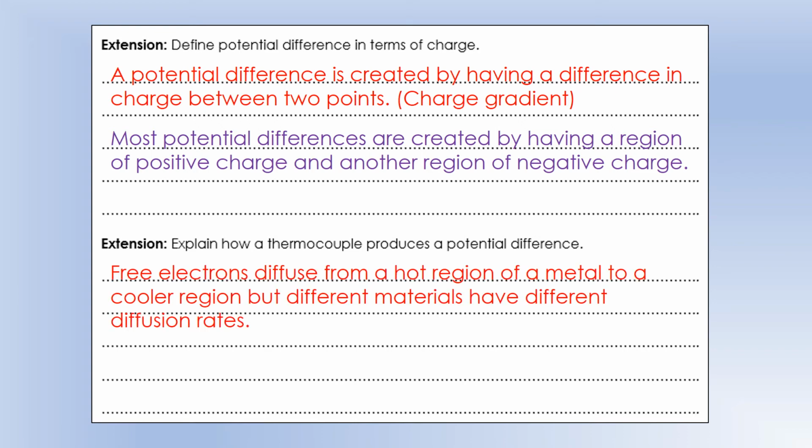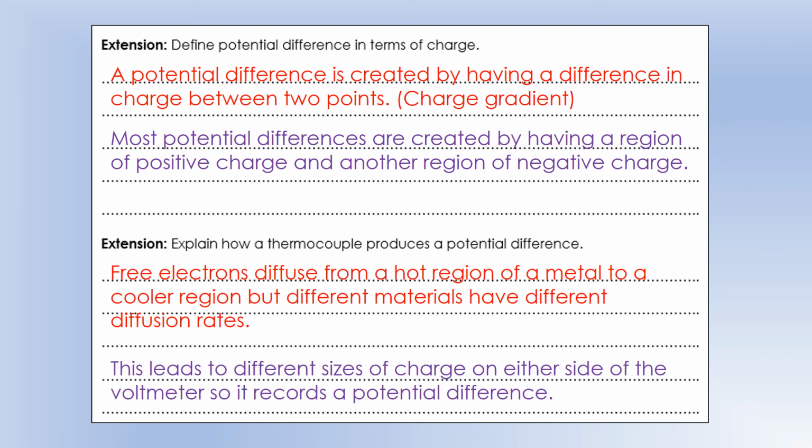So in a thermocouple, what's happening is this is based on electron diffusion. Free electrons diffuse from a hot region of a metal to a cooler region, but different metals have different diffusion rates. So if you have a high diffusion rate, you're going to get a buildup of electrons quicker than something with a low diffusion rate, and that's where the potential difference comes from that you can measure using the voltmeter.